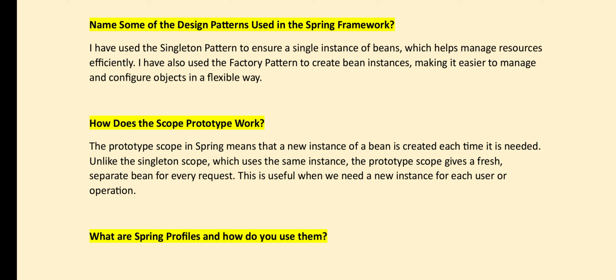How does the prototype scope work? The prototype scope in Spring means that a new instance of a bean is created each time it is needed. Unlike the singleton scope, which uses the same instance, the prototype scope gives a fresh separate bean for every request. This is useful when we need a new instance for each request or a user operation.